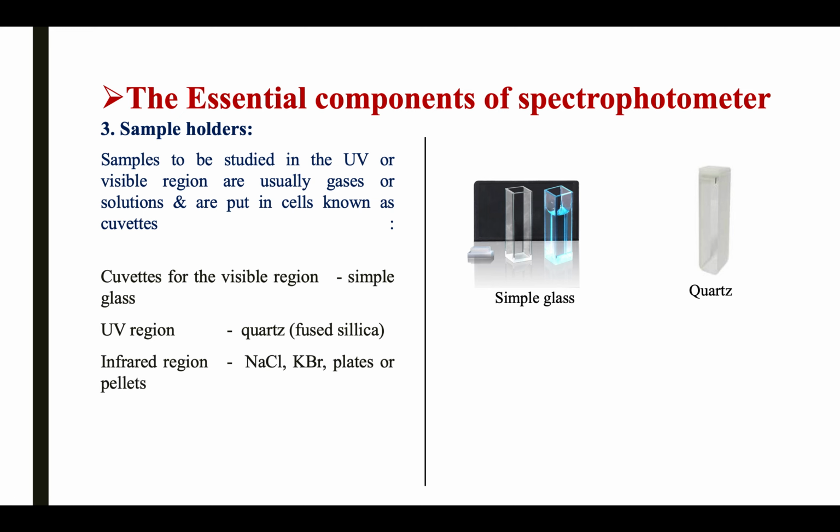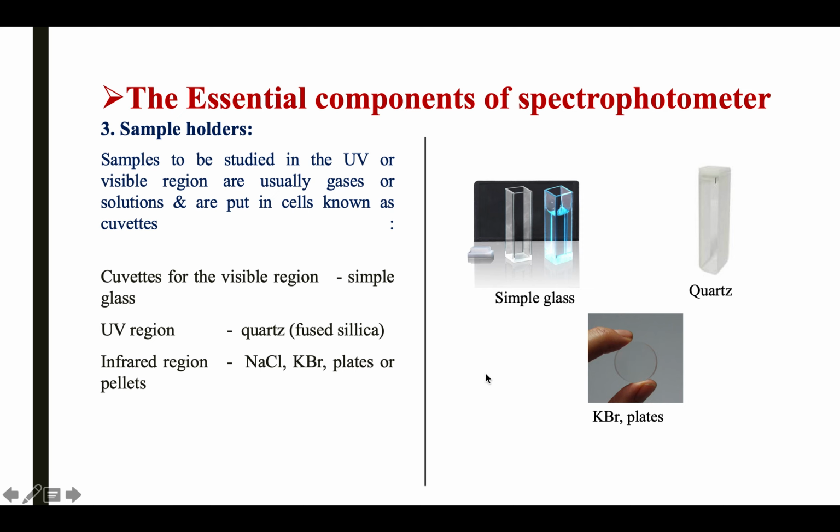Third is the infrared region. For this region, we generally use pellets. The pellet is made up of sodium chloride or potassium bromide. These are the pellets. An example of a KBr pellet is shown in this figure.